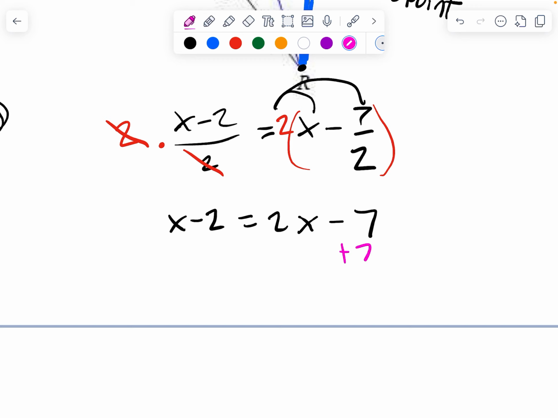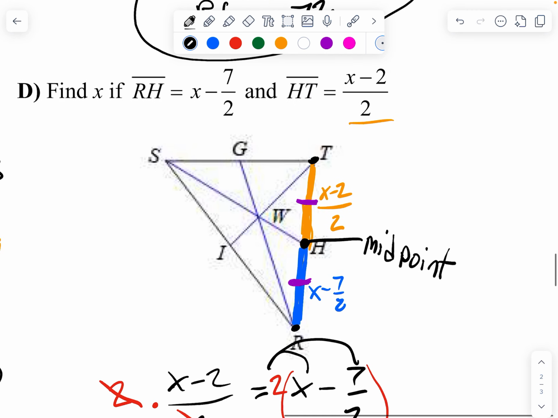So I'm going to add 7. And while I'm adding 7, I'm also subtracting x. So that moves everything onto different sides. So negative 2 plus 7 is 5, and 2 minus 1 is just 1. So x is 5. Double check your answer, make sure it works.